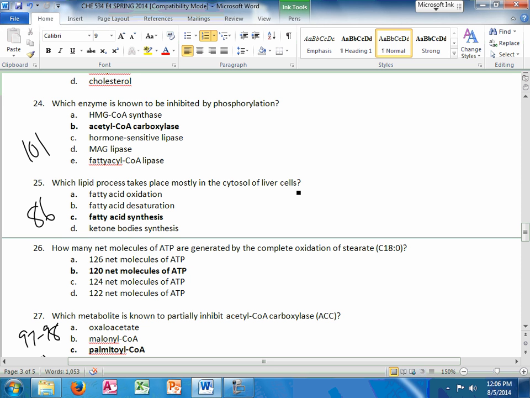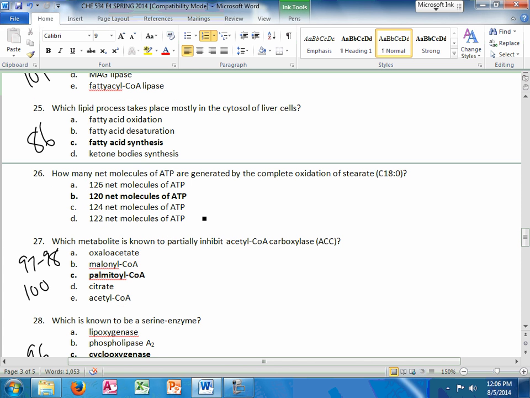Which enzyme is known to be inhibited by phosphorylation? You'll see the particulars to that on slide 101. ACC, also on 97 and 98. Which lipid process takes place mostly in the cytosol? It's the fatty acid synthesis. These two, A and D, are both in the mitochondria, and desaturation is in the ER. I think elongation takes place in the ER and the mitochondria.